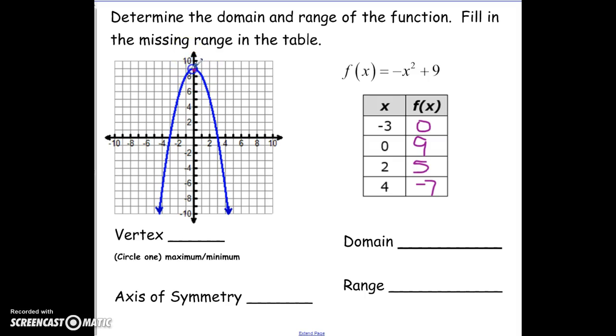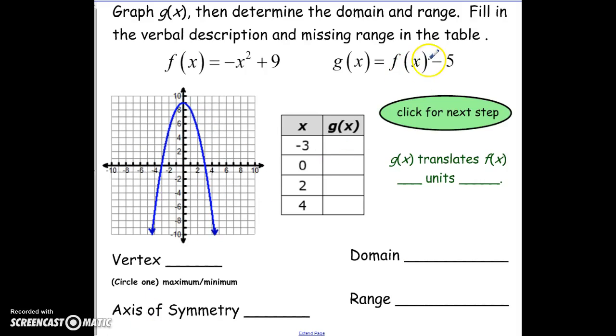My vertex is at 0, 9, which now it's a maximum. Remember, I have this negative, so it's pointing down. The axis of symmetry is still the y-axis, so x equals 0. Domain is all. The range, all my y values are less than or equal to 9.